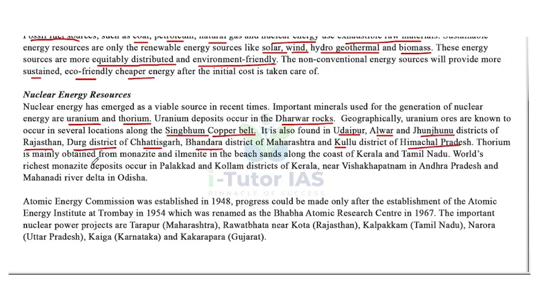Now, thorium is mainly obtained from monazite and ilmenite in the beach sands along the coast of Kerala and Tamil Nadu. The world's richest monazite deposits occur in Palakkad and Kollam districts of Kerala, near Visakhapatnam in Andhra Pradesh, and the Mahanadi river delta in Odisha. So, here we can find the richest deposits of monazite.